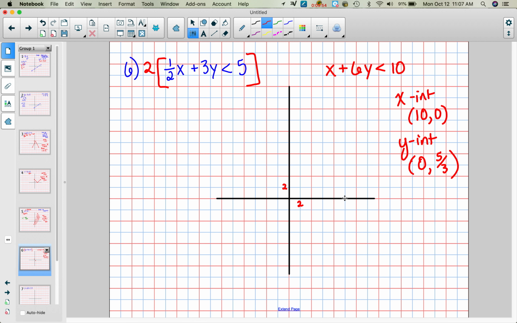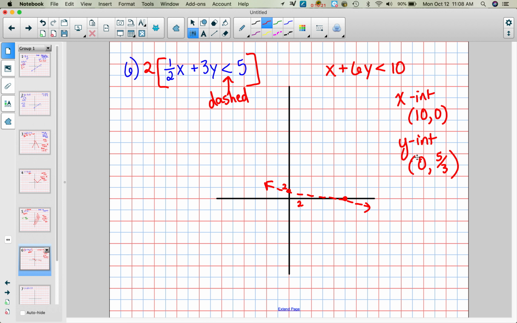I'm not going to mark 10, so I'm going to count by 2's instead. So then (10, 0) would be here, and 5/3 would be the same as 1 2/3, so that's going to be just maybe here. We're just approximating. And dashed, so I'm going to make my line dashed. Okay, not the best of lines, but you kind of get the idea there.